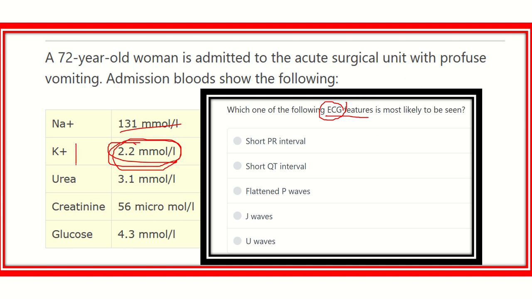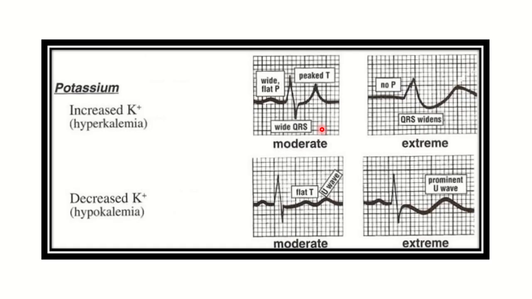So here the potassium level is decreased, so we have to find out the ECG feature of decreased potassium concentration. The options are short PR interval, short QT interval, flattened P wave, J wave, and U wave. We have to find the option that is the feature of hypokalemia.